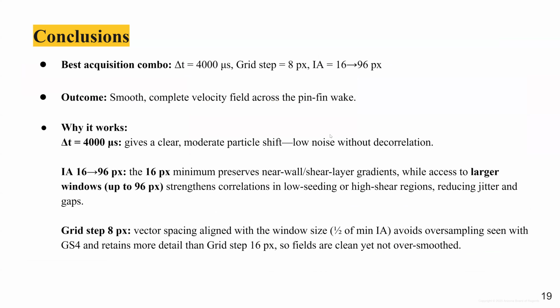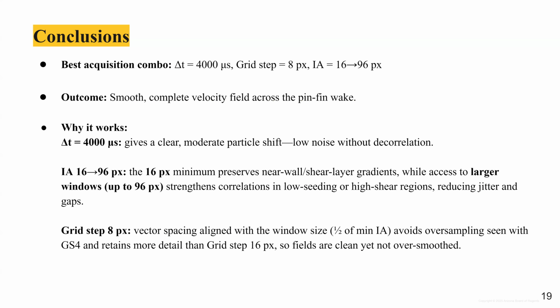The best acquisition combination in this data set is time between pulses equal to 4,000 microseconds, grid step equal to 8 pixels, and interrogation area from 16 to 96 pixels. This gives a smooth and complete velocity field across the pin wake.